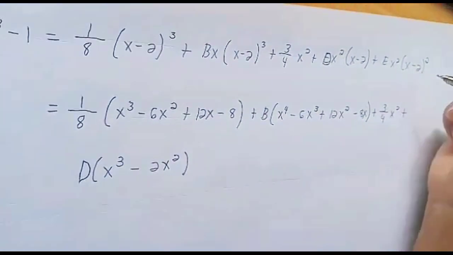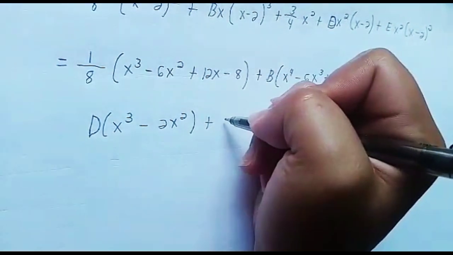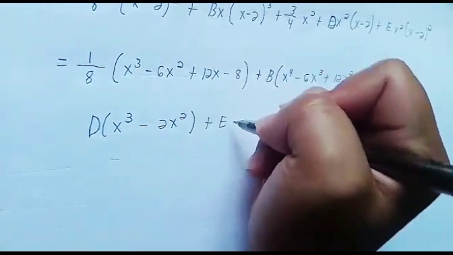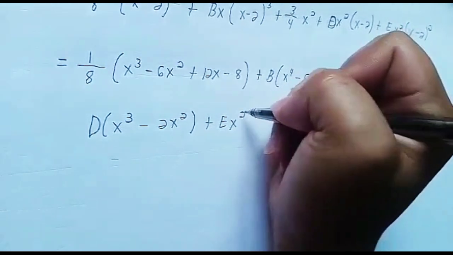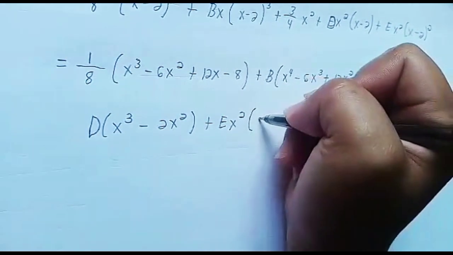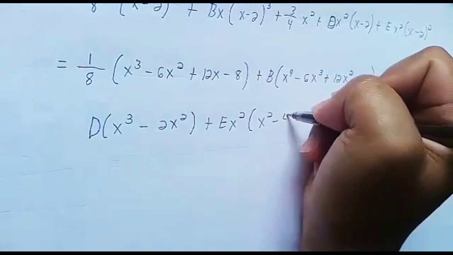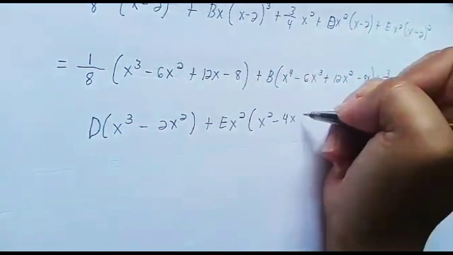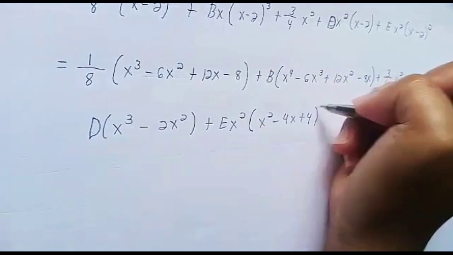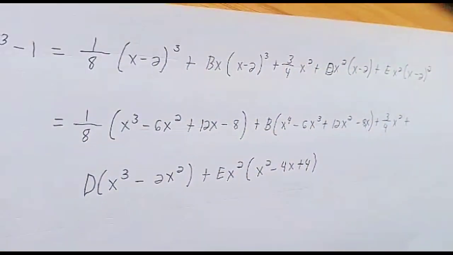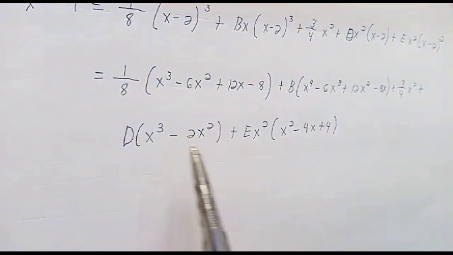So, we simplify this term. So, plus E, x square, open parenthesis, x square minus 4x plus 4, close parenthesis. So, since we simplified the terms here, this is the answer.